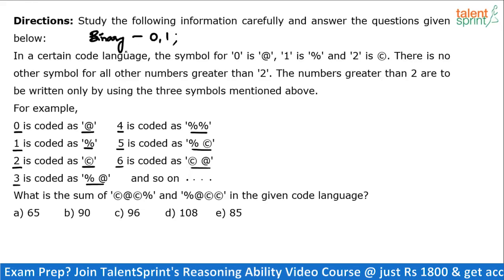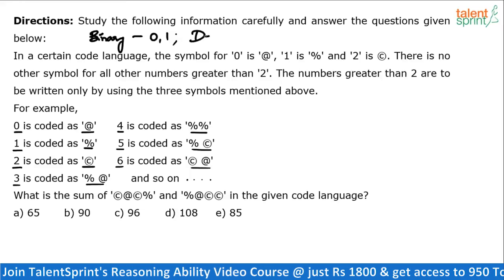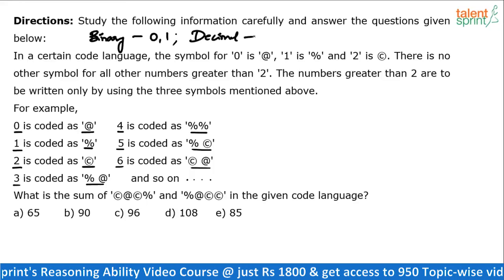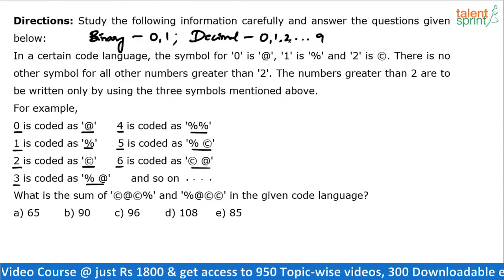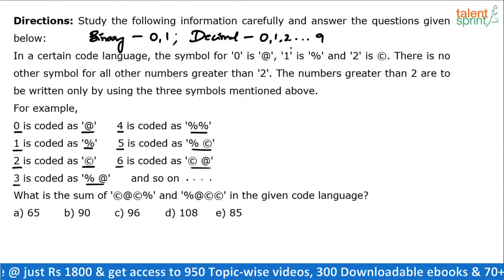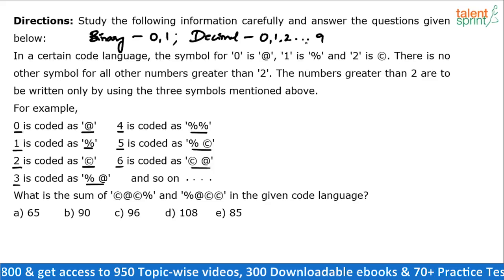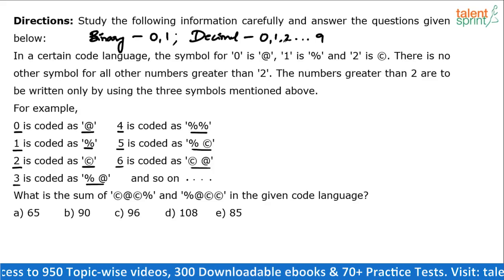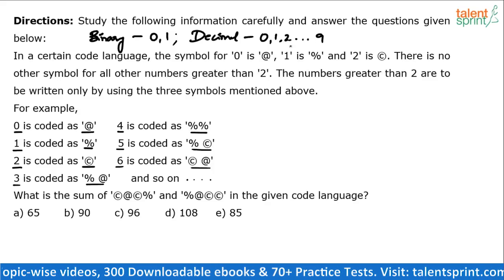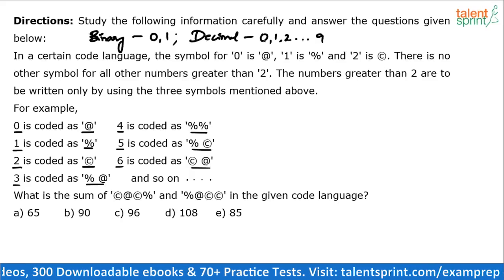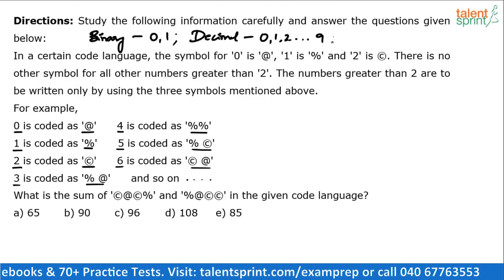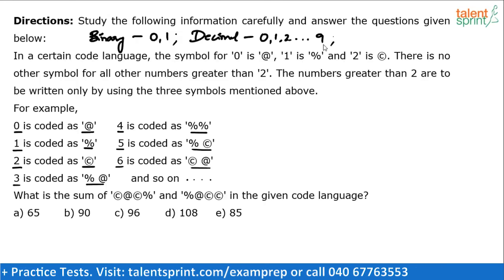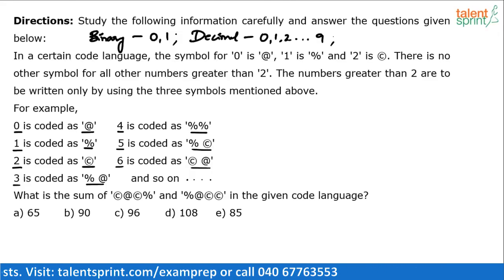Similarly, the decimal number system is the one where there are 10 symbols, 0 to 9: 0, 1, 2, 3 and so on up to 9. So all the numbers here are made up of combinations of these 10 symbols. For example, the number 12 is a combination of 1 and 2. You will never see a symbol other than these 10 symbols. Similarly, we have the hexadecimal system where there are 16 symbols, and the octal system where there are 8 symbols, and so on.